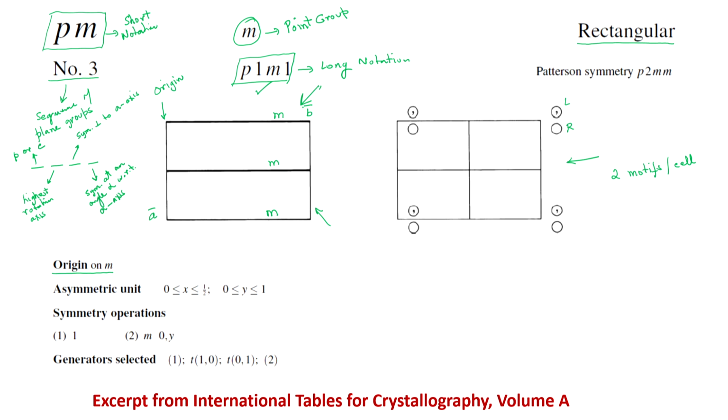Now, let us consider this item, the asymmetric unit, and it says 0 less than or equal to x less than or equal to half, 0 less than or equal to y less than or equal to 1. That is, x will vary between 0 and half, y will vary between 0 and 1, where the x axis corresponds with the a vector and the y axis corresponds with the b translation vector. So, this basically defines an area.